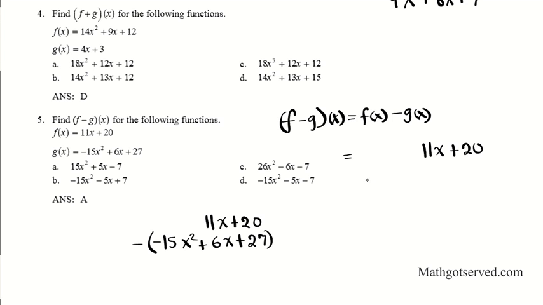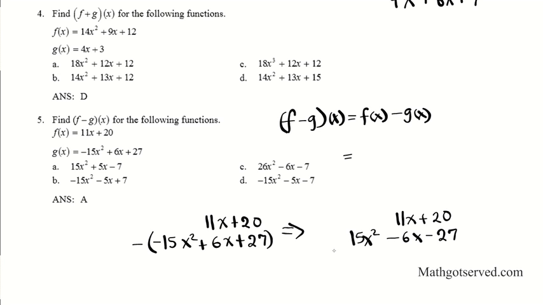Okay? So what am I going to do with that? Well, anytime you're subtracting, you have to distribute the negative to what you're subtracting from the other. Okay? So minus will be distributed to all the g's. So I'm going to distribute minus to all these terms right here. So that's going to become, we'll leave the top alone, 11x plus 20. And then the bottom becomes 15x squared, because minus times minus is a plus, minus 6x minus 27. Okay? And then we're going to add downwards.